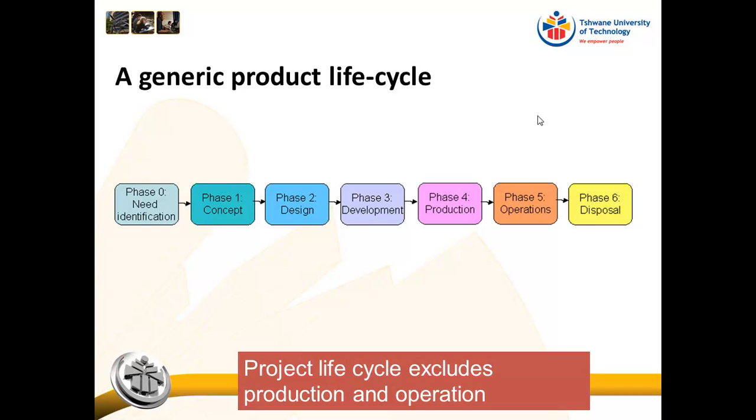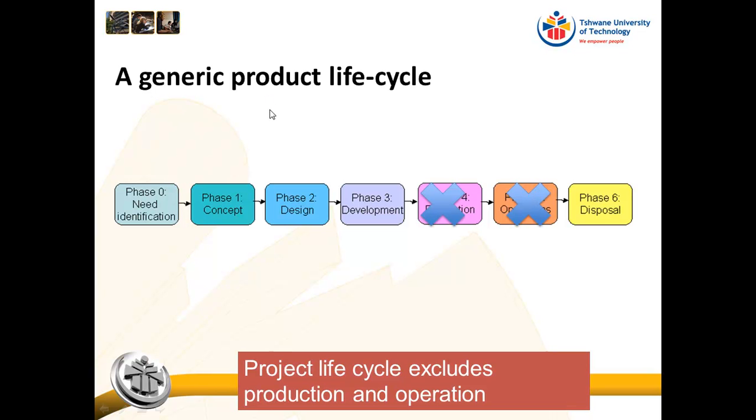Okay, so remember when we spoke about the product lifecycle in theme number 1, we said that this is a generic product lifecycle. So we do a need identification, which is phase 0. Phase 1 is the concept phase. Phase 2 is the design phase. Phase 3 is the development phase. Phase 4 is production. Phase 5 is operations. And phase 6 is disposal. So this is a generic product lifecycle.